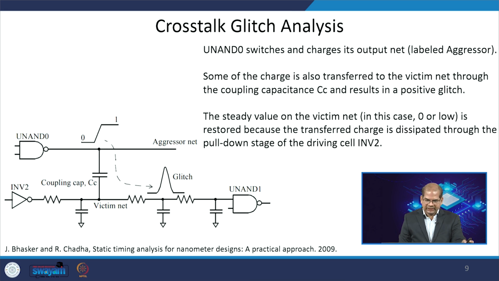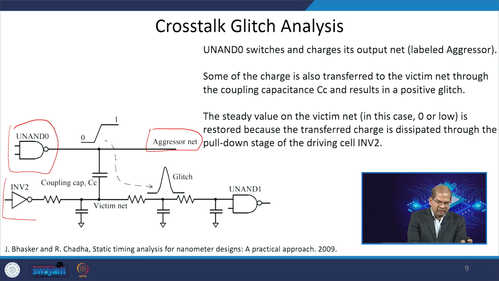So, let us look into this diagram. You have a NAND gate, which is basically the aggressor net. Then you have another line, which is the victim net. We have a coupling capacitor between these two lines, between the aggressor net and the victim net. There is a transition happening in the aggressor net, and the victim net is stable, it is steady, it is not doing any kind of transition.